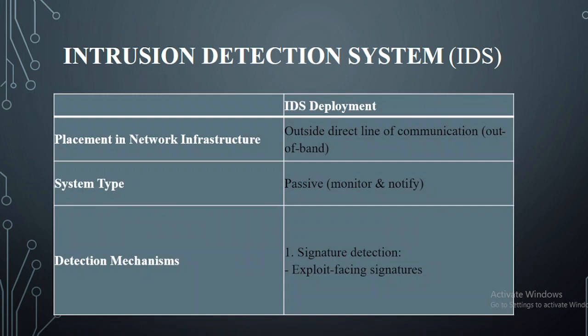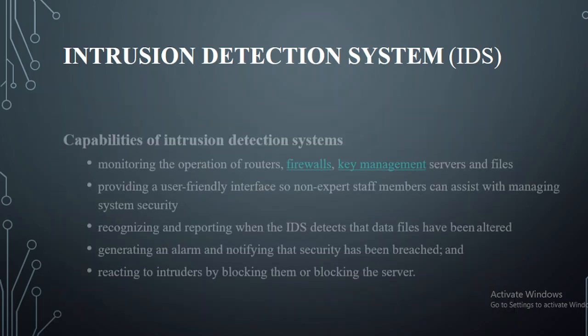Let us look at its placement in the network infrastructure, system type, and detection mechanisms. As I said earlier on, it is not in the network band. It is outside the direct line of communication. It is out of band, and then the system type is passive, meaning to say it only monitors and notifies and does not take action. Then its detection mechanism is signature detection, exploit facing mechanisms.